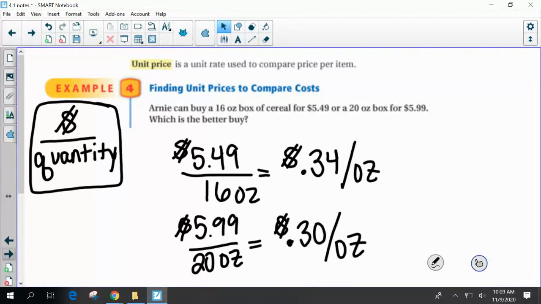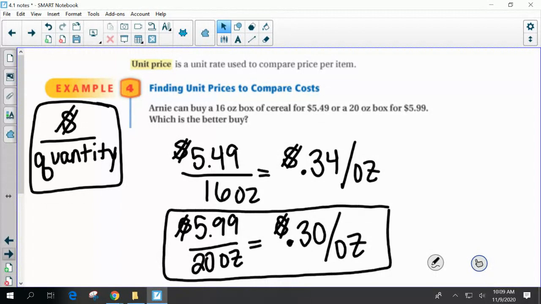So which one is a better price? The bottom price, right? 30 cents per ounce is cheaper than 34 cents per ounce. Even though you have to pay more for the box, it's still cheaper. The amount you're getting is a better deal per ounce.